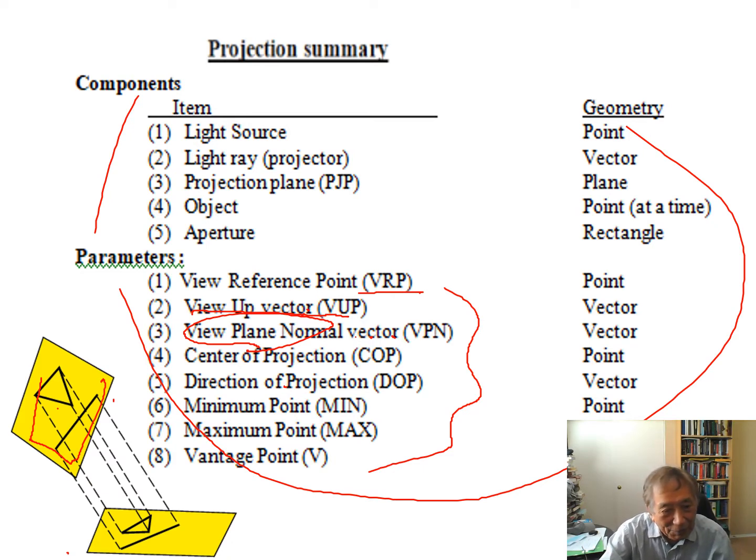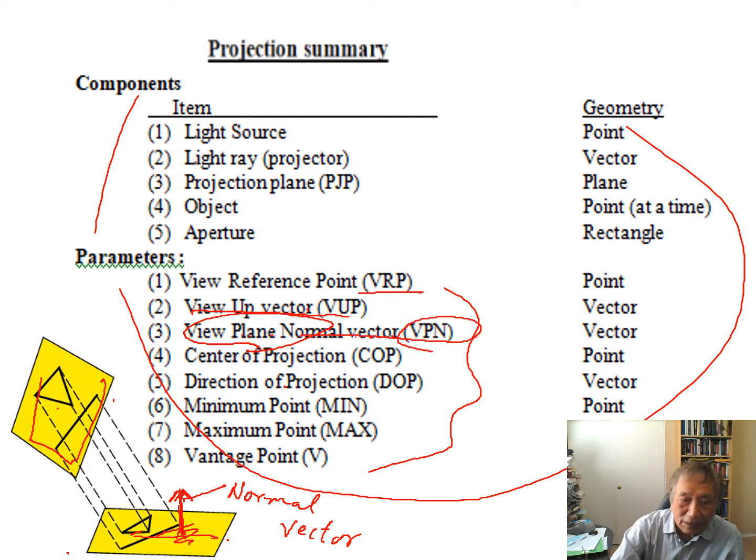The better way is to have one vector that is perpendicular to this plane. This is a projection plane, and there's a vector that's perpendicular to it. So when you tilt the plane, this vector will change. This one is called the normal vector. So the view plane normal determines the orientation of the projection plane, and therefore what kind of crookedness or shearing effect we expect out of this setting.